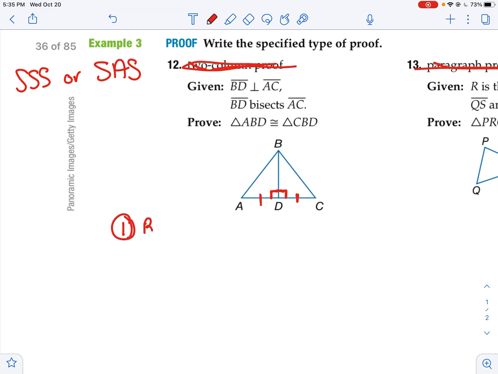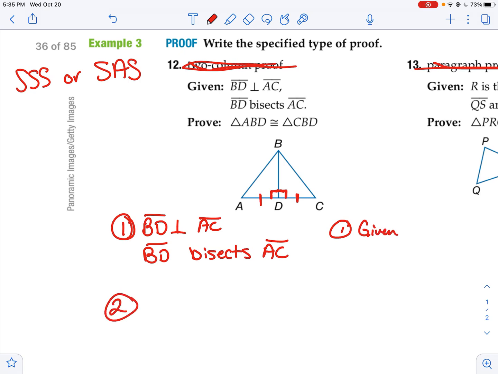First of all, let's get our given statements down. BD is perpendicular to AC. BD bisects AC. That's our given statements. And what I want to do typically, again, is define anything there is to define, which is already shown. If BD bisects AC, I'm already given that AD and DC, those were marked in previously. I'm given that those are congruent. They've already marked those.